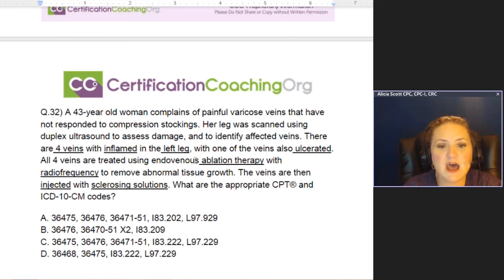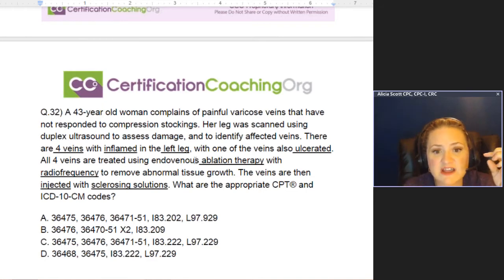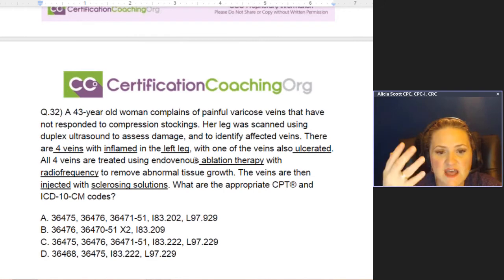Ulcerated. Then what did they do? Ablation therapy, radiofrequency, keywords. They injected something, sclerosing solutions. Then another one: varicose veins. What kind of veins are we dealing with? Varicose veins. Those things just leapt off.